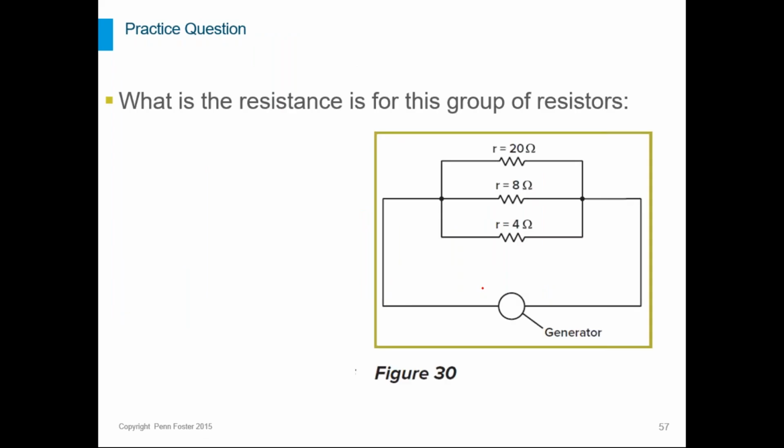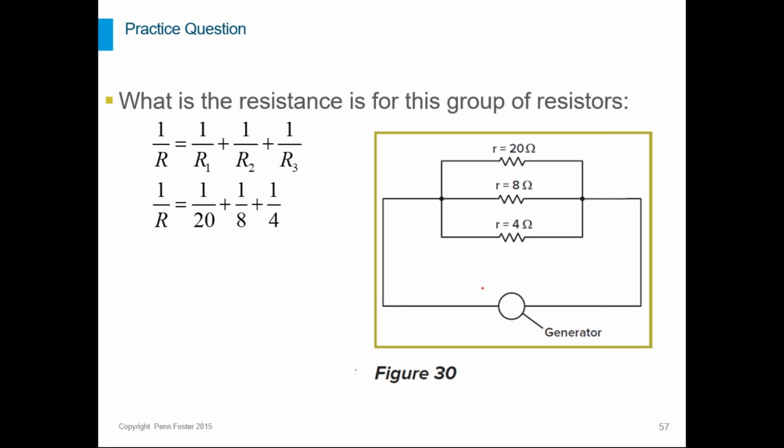So here's a practice question for parallel circuits. So we have this circuit with 3 parallel resistors, 20 and 8 and 4. So what is the resistance for them? Well, here's our formula. 1 over the total resistance is equal to 1 over the resistance of number 1, and 1 over the resistance of 2, and 1 over the resistance of number 3. And we just put our numbers in for that. So 1 over 20, 1 over 8, and 1 over 4, because that's our 3 resistors here.